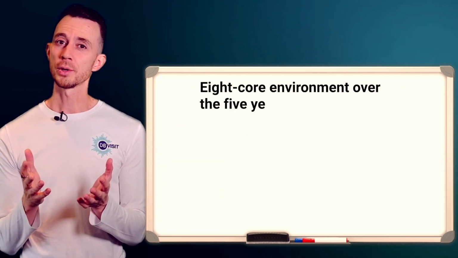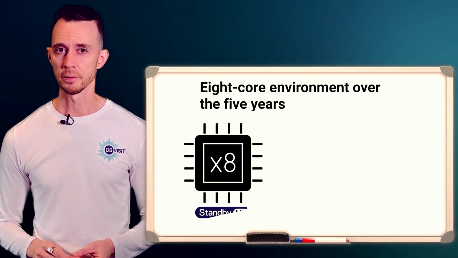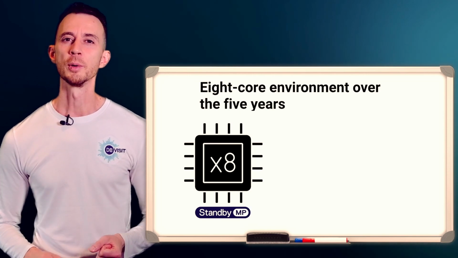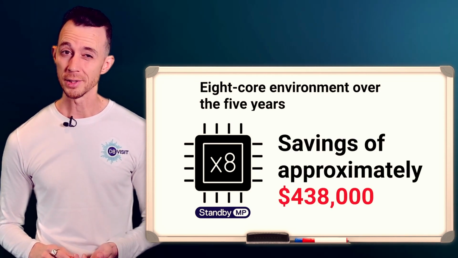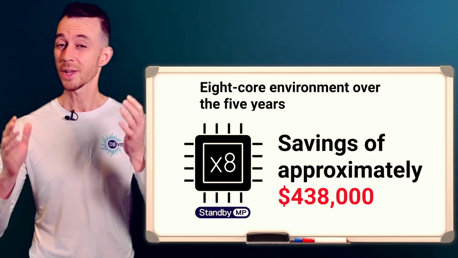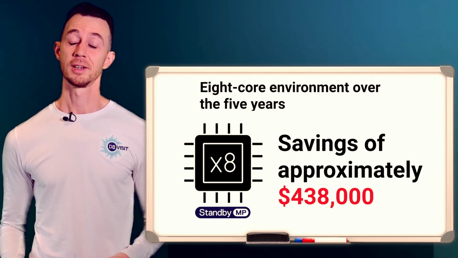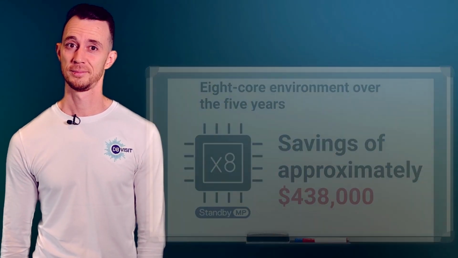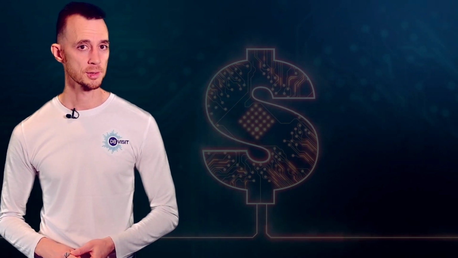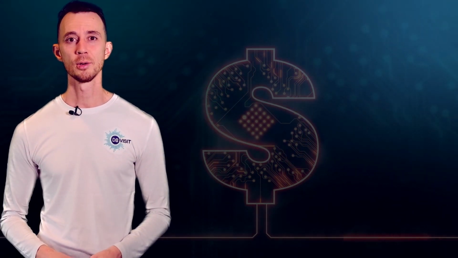And if we use all the same calculations for an 8-core environment over the 5-year term, we would arrive at a savings of $438,000, almost $500,000, just for the licensing costs. Now that's a lot of dollar signs. Of course, everybody would love to make that saving, but Enterprise Edition does exist for a reason, and cost is not the only factor here. So now let's move on and compare some of the other differences between Oracle versions.